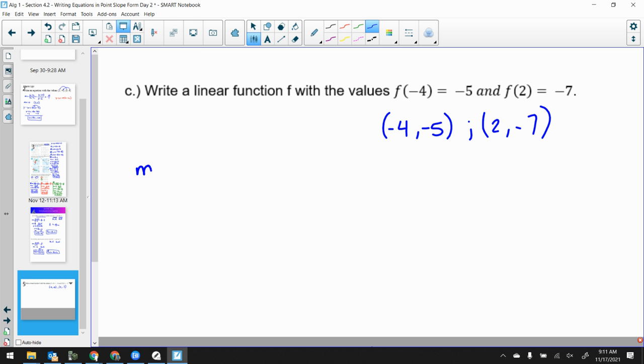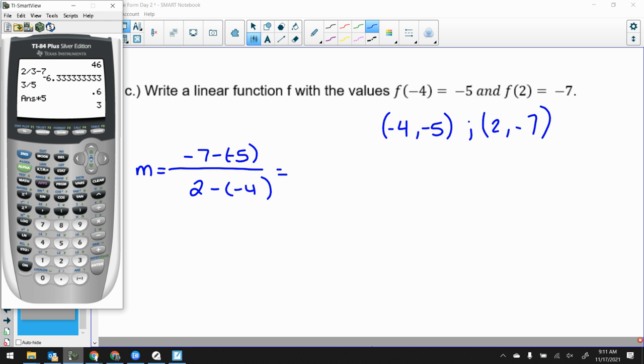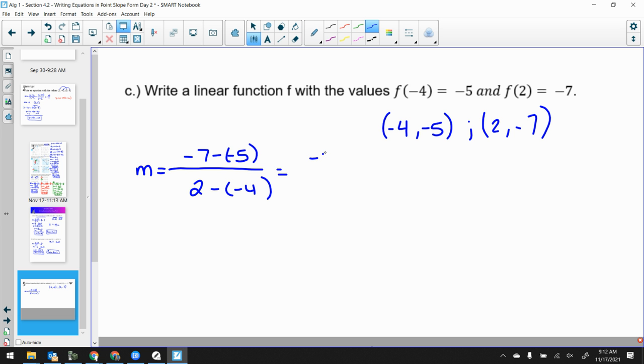All right, so m is going to be equal to -7 minus a -5. Watch out for this. There's a lot of negatives going on. Be careful. Over 2 minus -4. Okay, -7 minus -5 is -2.